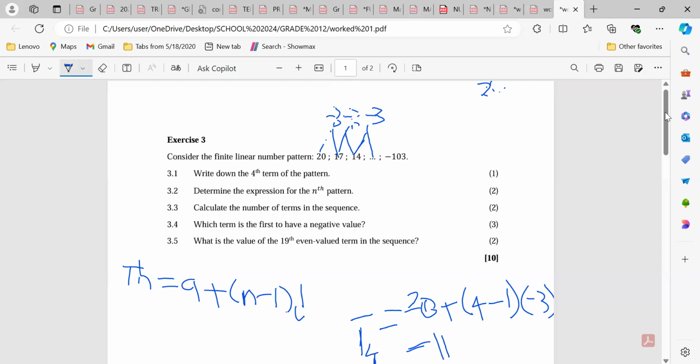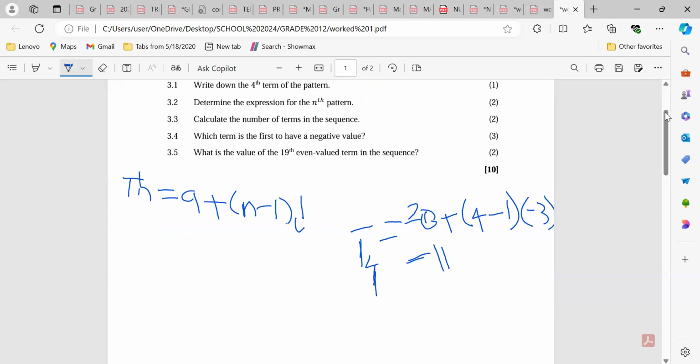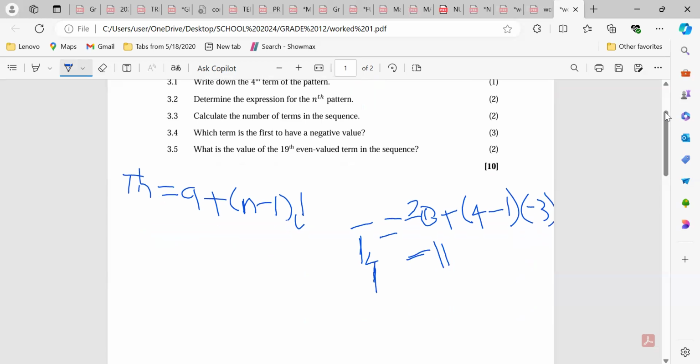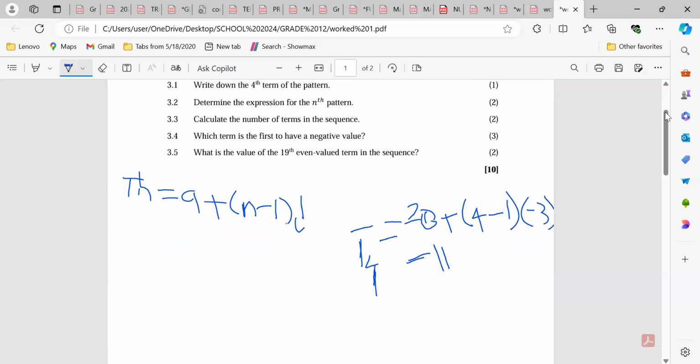Okay, you can go down a little bit. Determine the expression of the nth term. So here we're going to apply our formula.